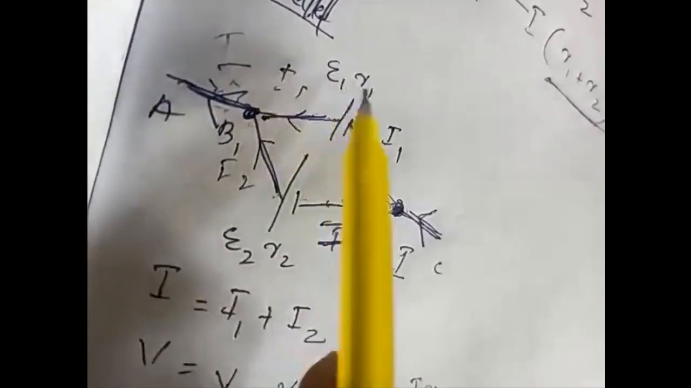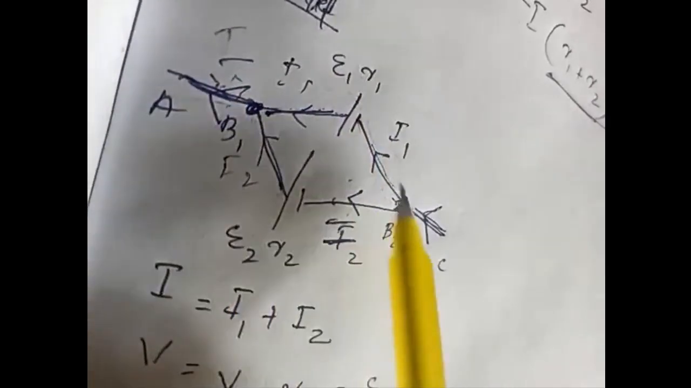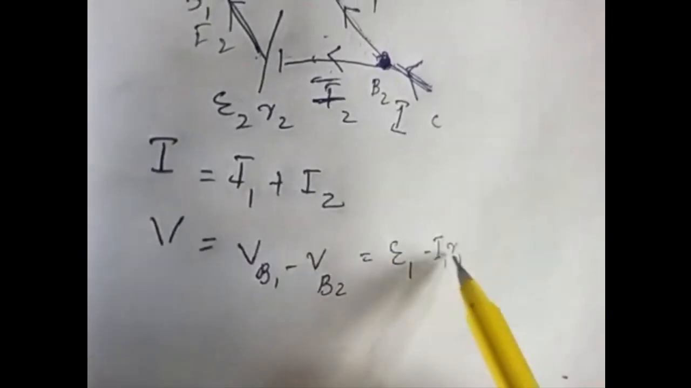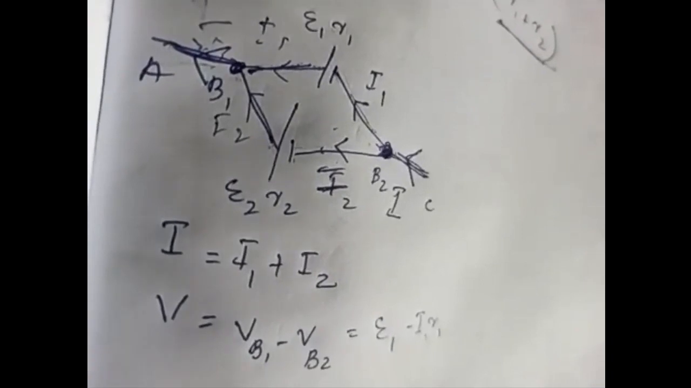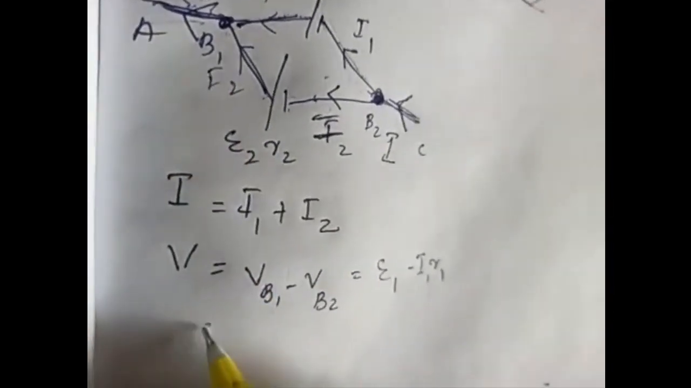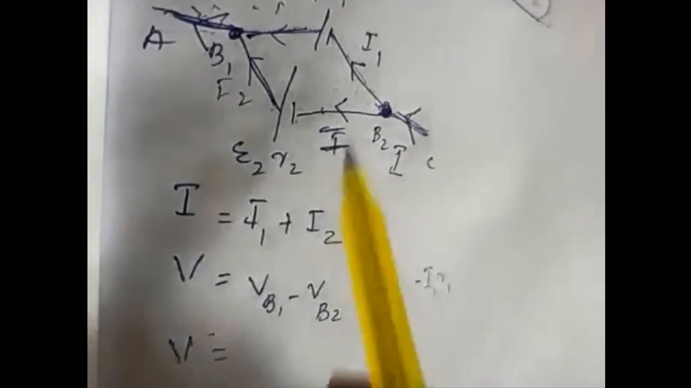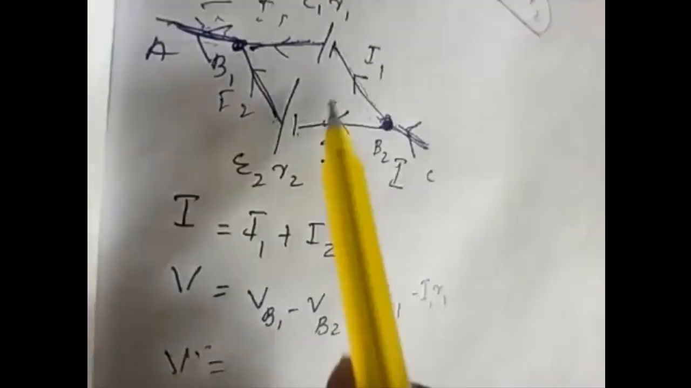That is due to this cell. A current I1 is passing, so here the potential drop will be equal to I1 into R1, and the EMF produced between these 2 points is E1. So E1 minus I1 R1 will be the potential difference between B1 and B2. Similarly, for this cell also the same potential will be effective. Since in a parallel combination potentials are equal, both will have the same potential V.